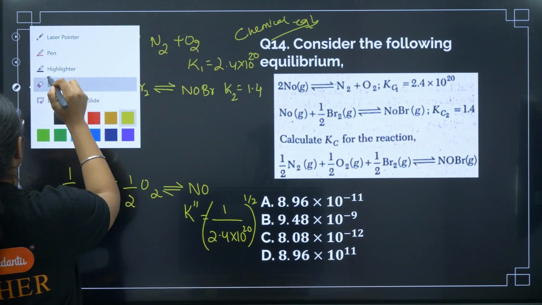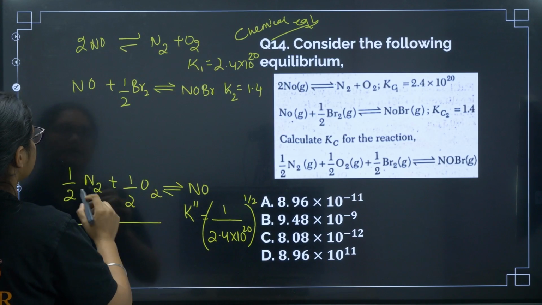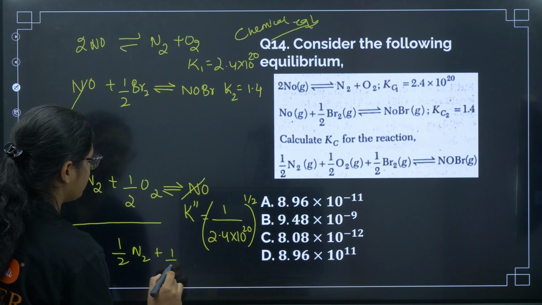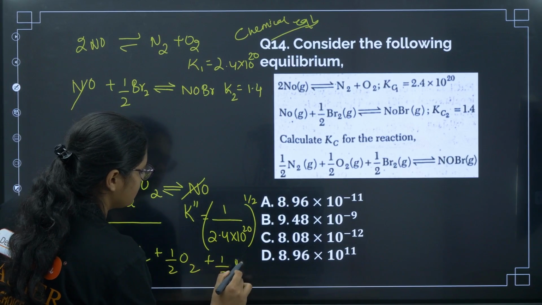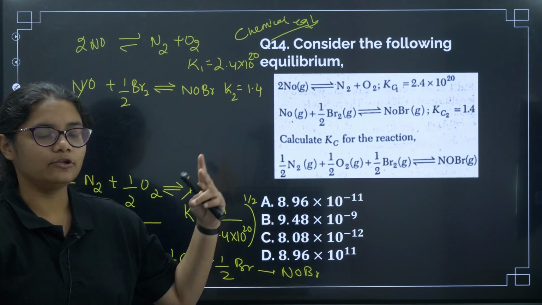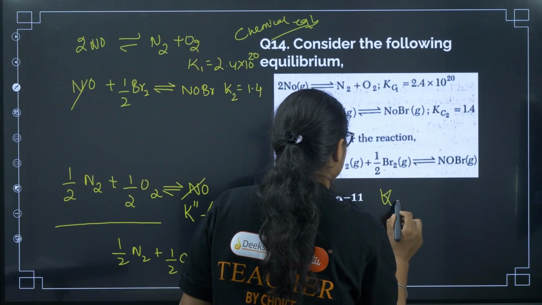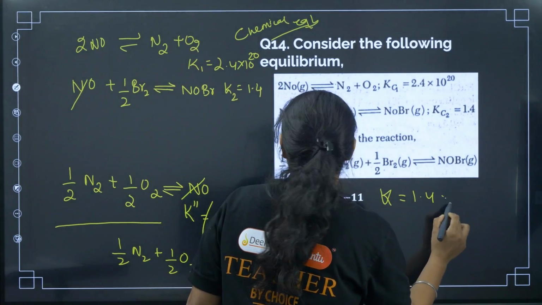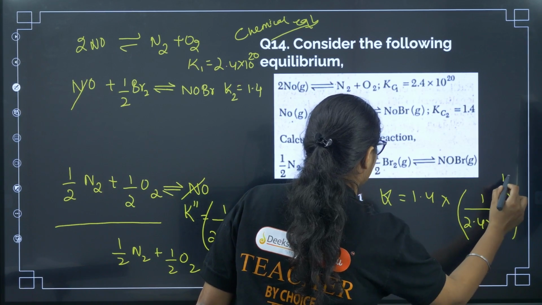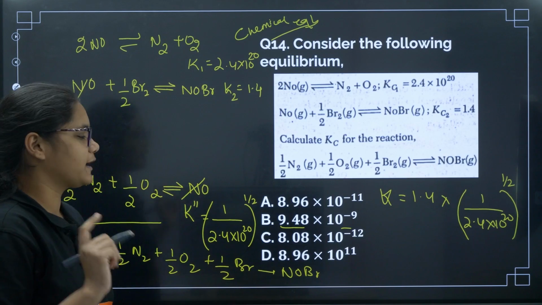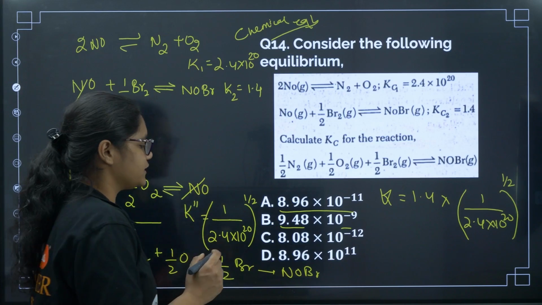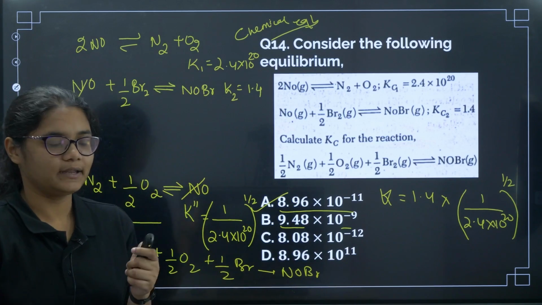So now if you add these two reactions, we will get the desired reaction. So you can see here, NO can get cancelled. We are left with half N2 plus half O2 plus half Br2 giving you NOBr. Now when the two reactions are added, their K value should be multiplied. So what will be the K final? It will be equal to 1.4 into 1 by 2.4 into 10 to the power of 20 square root. Okay. So once you do the calculation, the correct answer for this question will be 8.96 into 10 to the power of minus 11. So you can check the calculation. Correct answer for this question is option number A.